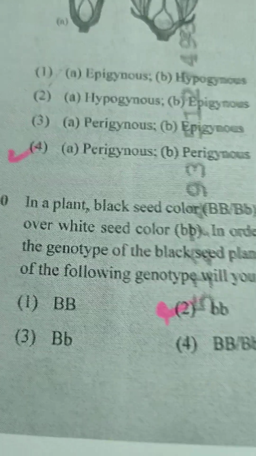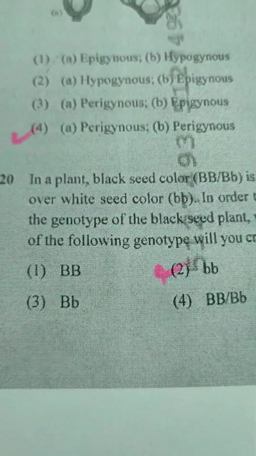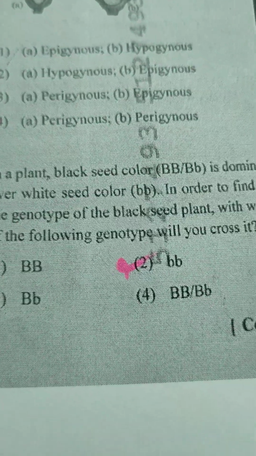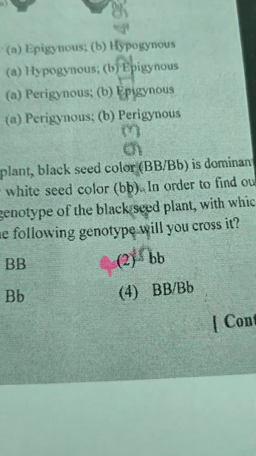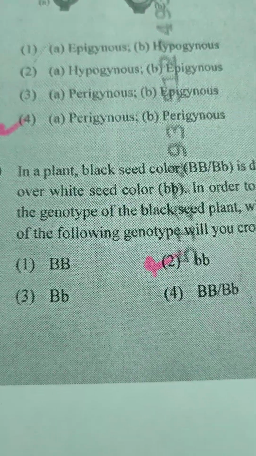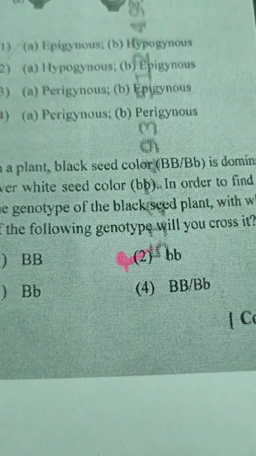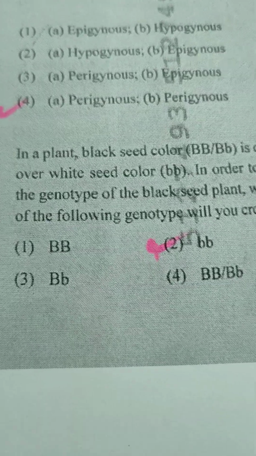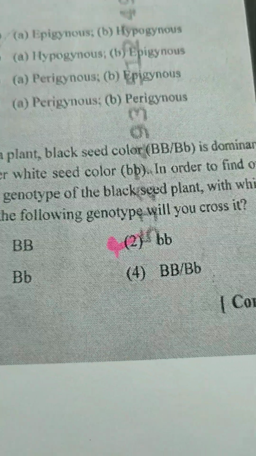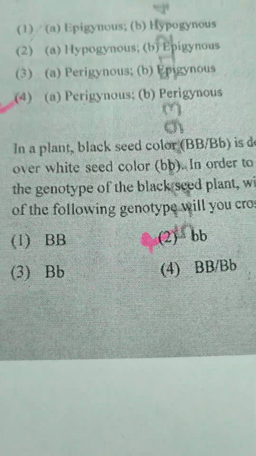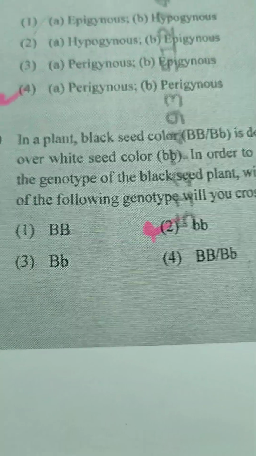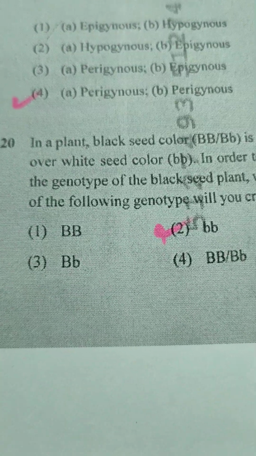Question number 120. In a plant, black seed color, capital B, is dominant over white seed, small b. In order to find out the genotype of the black seed plant, with which of the following genotypes will you cross it? Correct option is 2, small b.